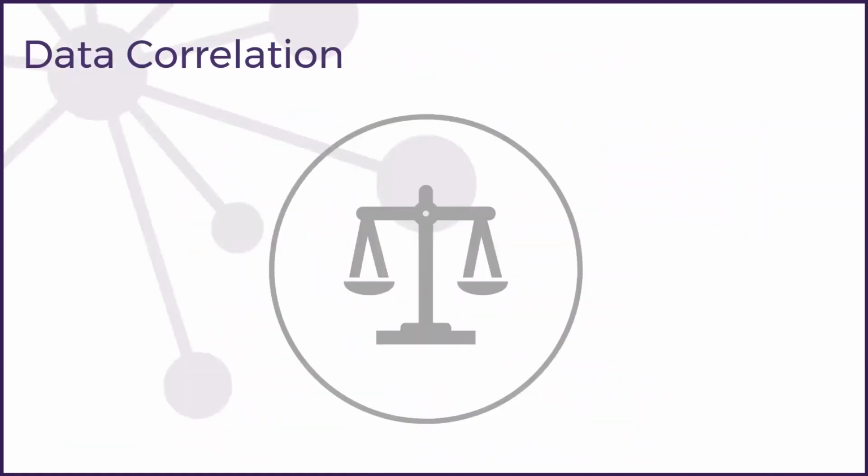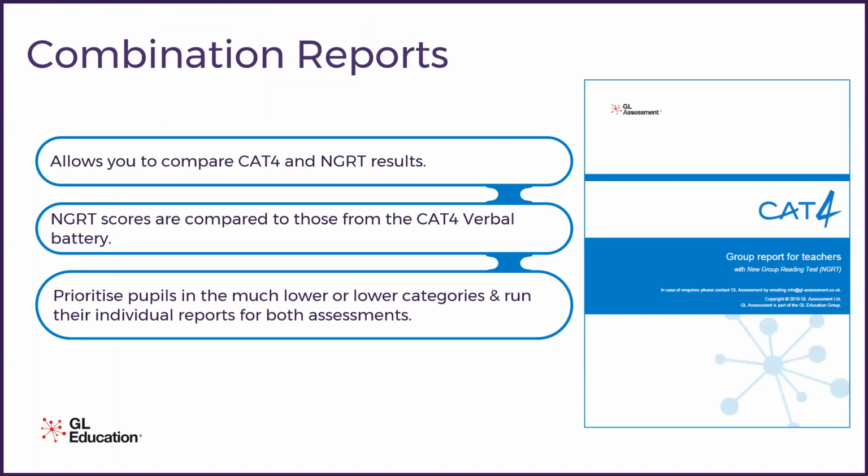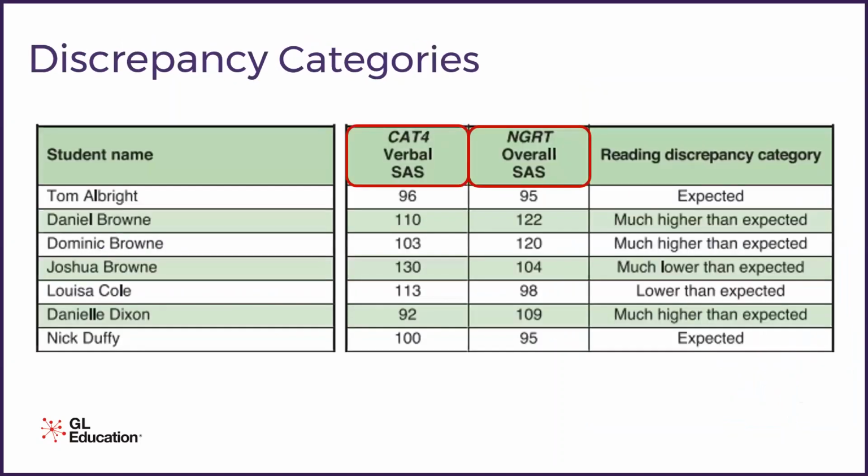Finally, we come to data correlation, which is using NGRT results alongside other data points to help build an even stronger picture of how your students are doing. We're going to be looking at NGRT and ability through the CAT4 data. Using CAT4, you will be able to compare attainment in NGRT with underlying verbal ability through our combination report. The NGRT scores are compared to the verbal battery scores from CAT4, and you will see similar categories to those in the progress reports.